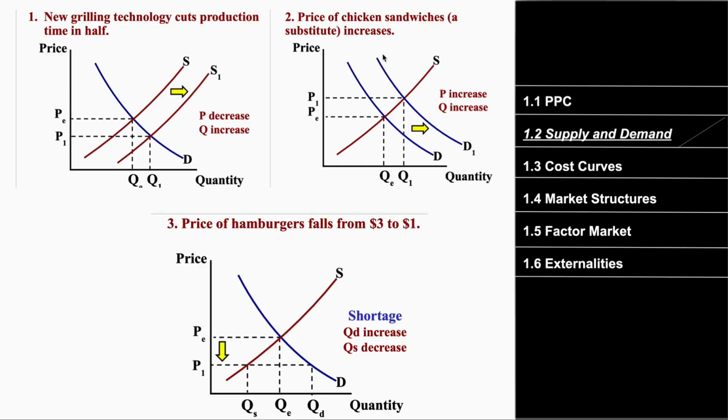So if a substitute increases, like your competitor almost, that means more people are going to buy you, so the demand increases. Then this one tricks a few people.